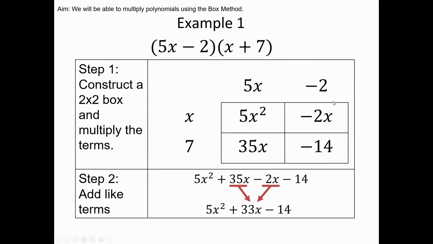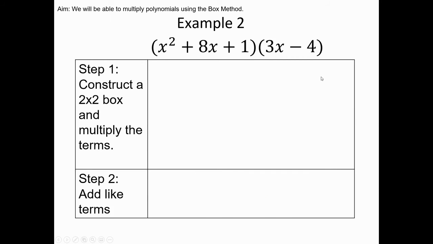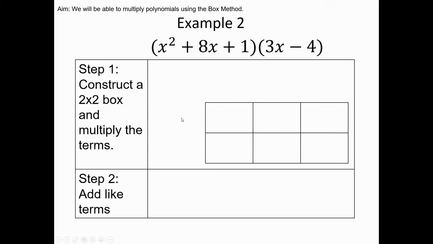Let's go ahead and try another one that might look a little bit more complicated. Take a look at this, guys. Notice that this one's a little bit bigger than usual. So even though this says construct a 2 by 2 box, we're actually going to change it up right here. Instead of a 2 by 2, I'm counting 1, 2, 3 terms here. I'm going to make it a 3 by 2. So I put x squared, 8x, and 1 on the top, and then 3x minus 4 on the sides.